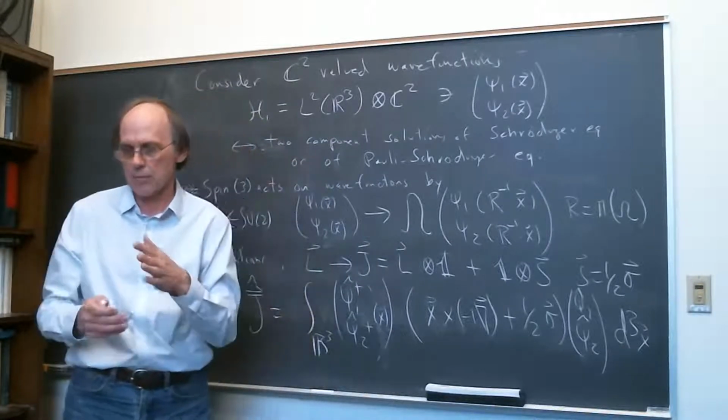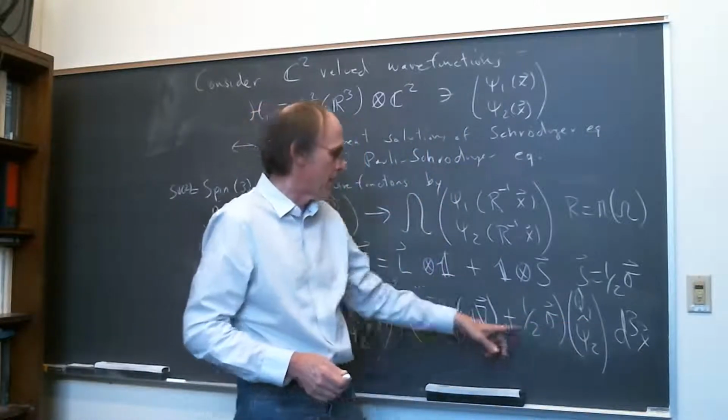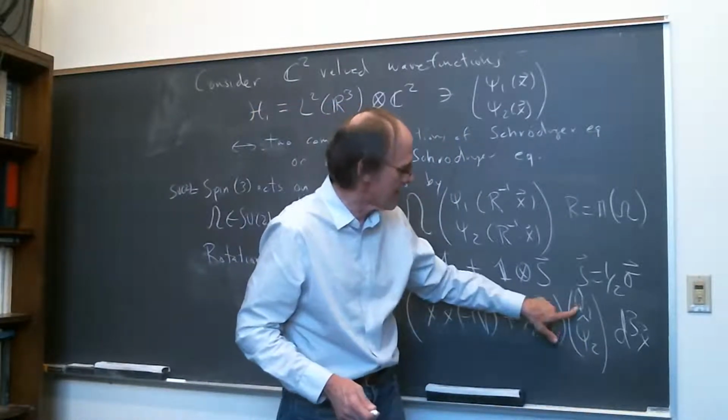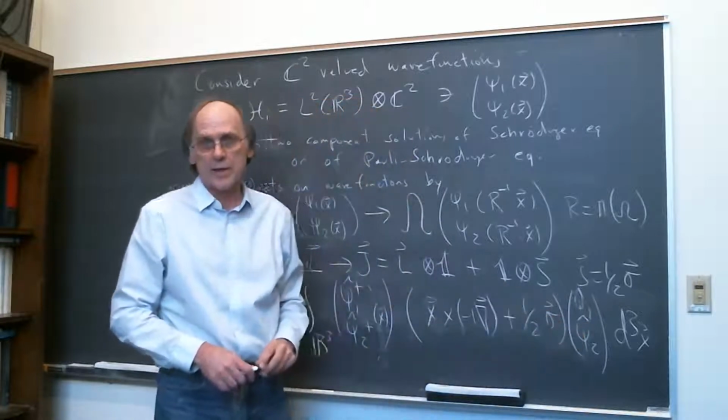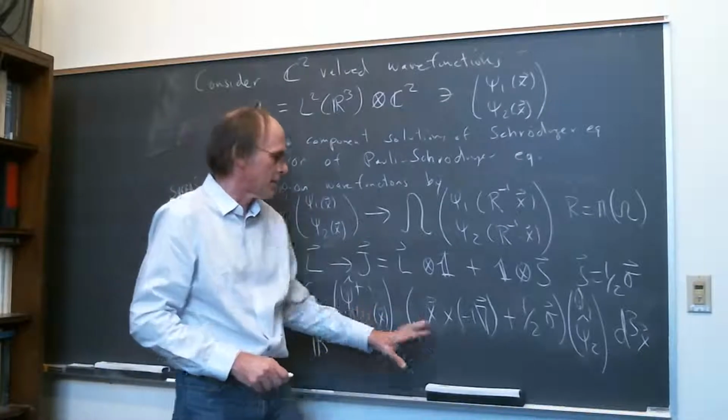You have to pick a p dependent basis, not use this psi 1 psi 2 basis, to get helicity eigenstates. So that's in the notes, and maybe I won't say more about that now.